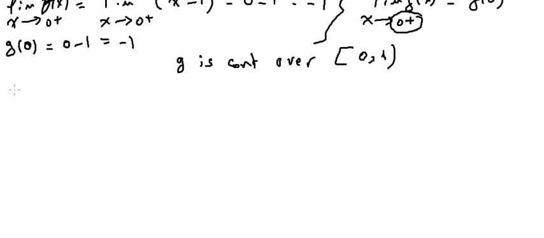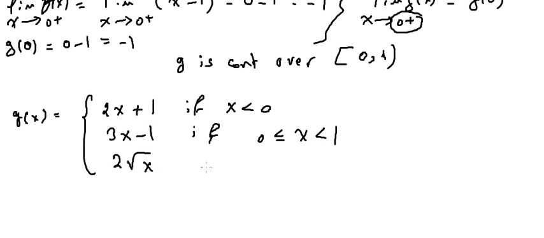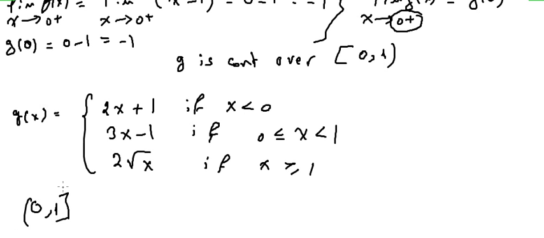Let's do another one. Let's do another case. G of x this time is equal to 2x plus 1 if x is less than 0, 3x minus 1 if 0 is less than or equal to x less than 1, and 2 radical x if x is greater than or equal to 1. And we need to study the continuity on (0, 1], closed at 1 this time and open at 0.